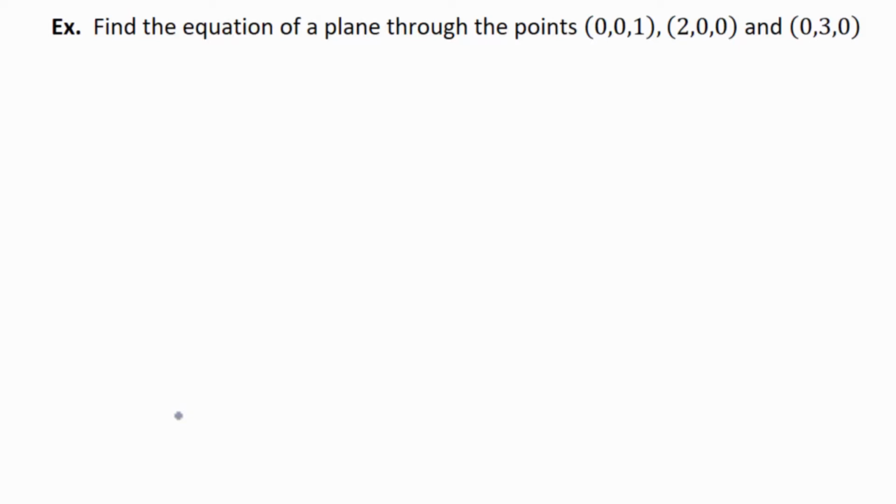So here's an example of that. Find the equation of a plane through the points 0, 0, 1, 2, 0, 0, and 0, 3, 0. Well, what aren't you given? You are given at least one point, but what aren't you given? You're not given a normal vector. Now, there might be a faster way to do this problem, but I'm going to show you the longer way because in general, this is how you'll have to do it.